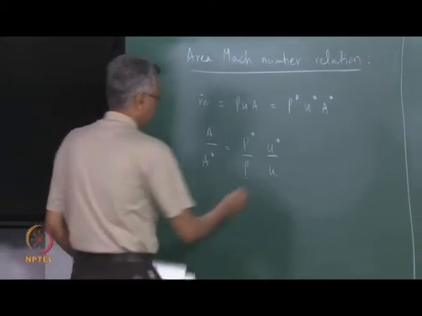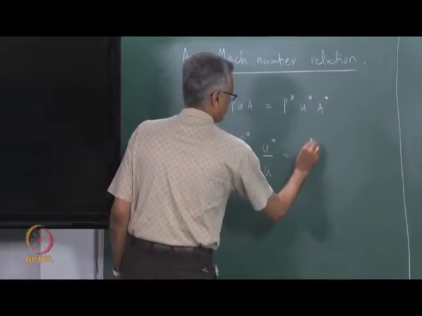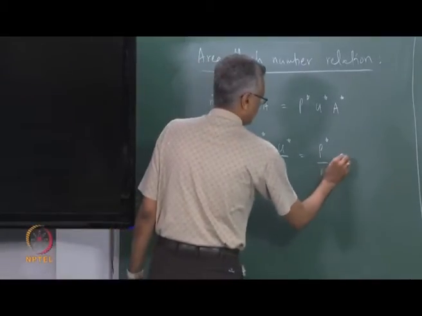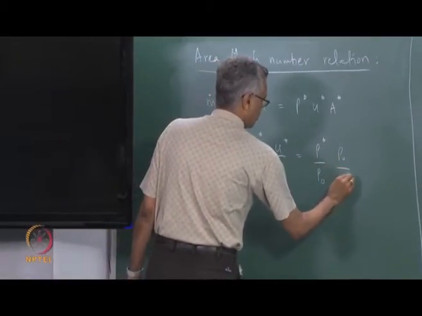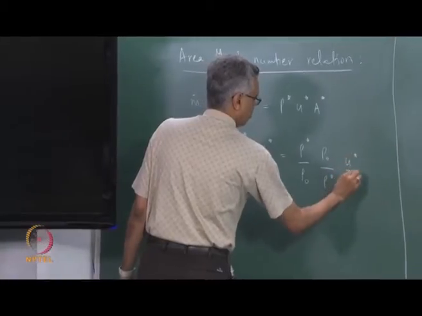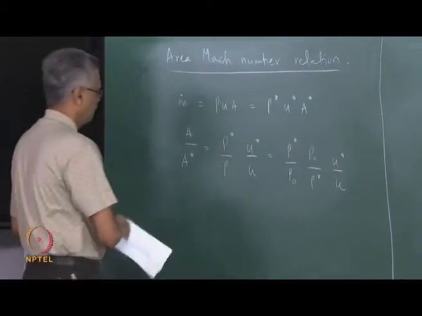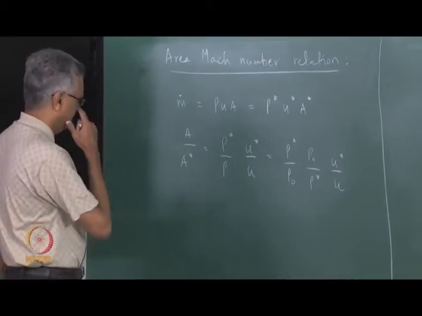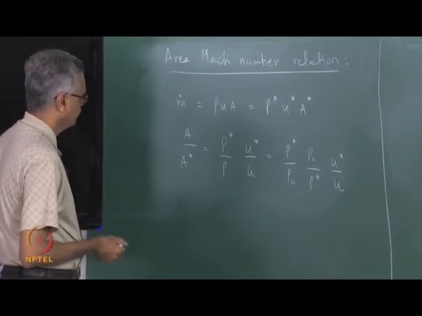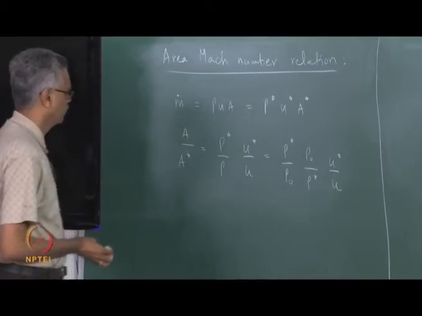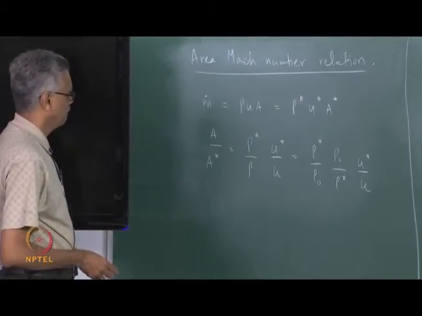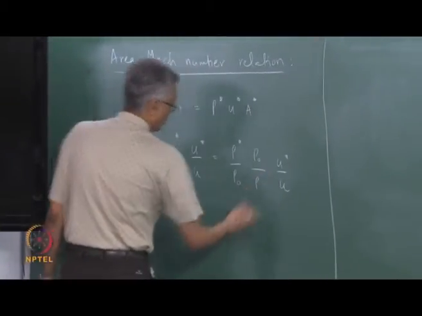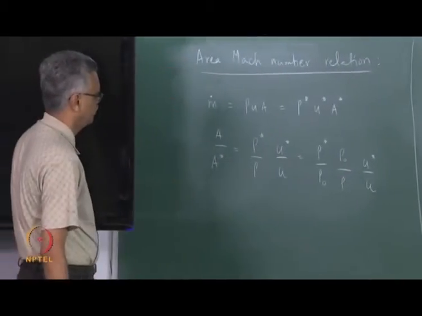And I can rewrite this as rho star over rho naught, where rho naught is the stagnation density, times rho naught over rho times u star over u. Did I write this correctly? I am sorry, this is rho naught over rho, there is no star here.